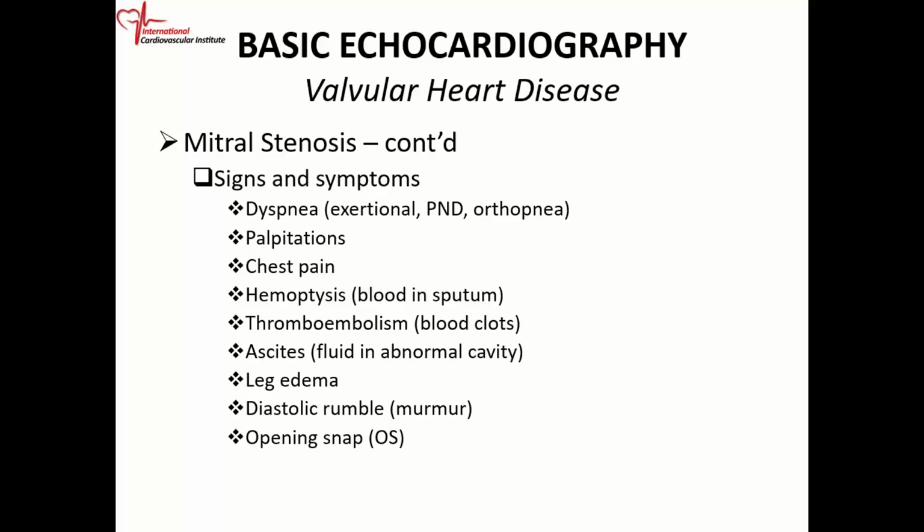The murmur for mitral stenosis is a diastolic murmur. So remember, the mitral valve is not opening properly. So when blood flows across the mitral valve, it's going to make a sound, and we call it a diastolic rumble. One of the things we use to gauge the severity of the mitral stenosis is the S2 to opening snap interval.